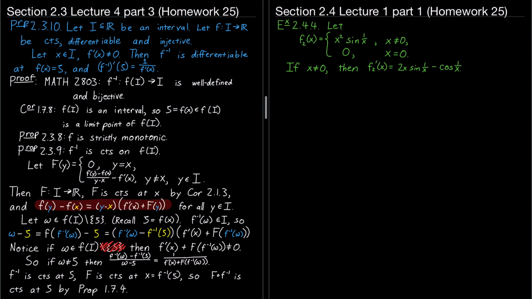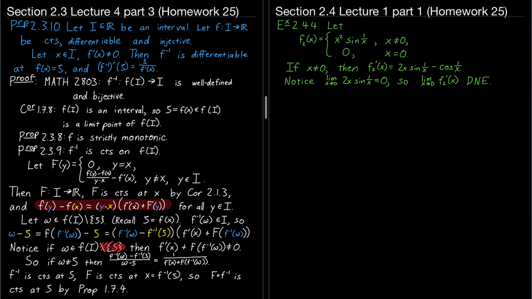And notice in particular that the limit as x goes to 0 of 2x sine 1 over x, by the squeeze theorem, if you're familiar with it, just because sine 1 over x is always between minus 1 and 1, this limit exists and is 0, and cosine 1 over x doesn't have a limit as x goes to 0, so the limit as x goes to 0 of f2 prime of x does not exist.